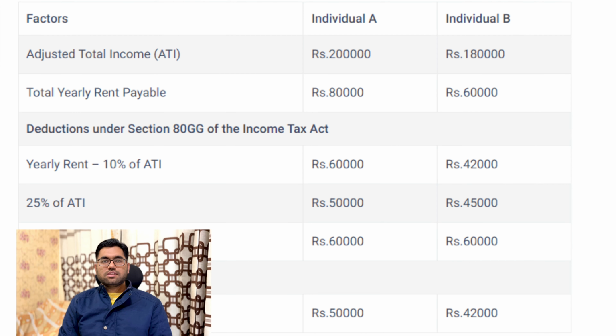Now let's see with an example. Suppose there are two individuals. One has a total revenue of 2 lakh and the other has 1.8. The first pays 80,000 annually and the other pays 60,000 as rent. Now after calculating all three factors, we can see the first individual gets an exemption of 50,000 and the other gets 42,000, which comes to the minimum of the calculated factors of both people.